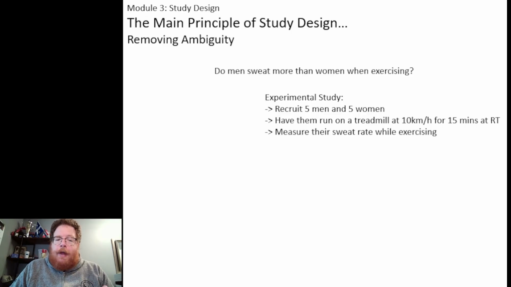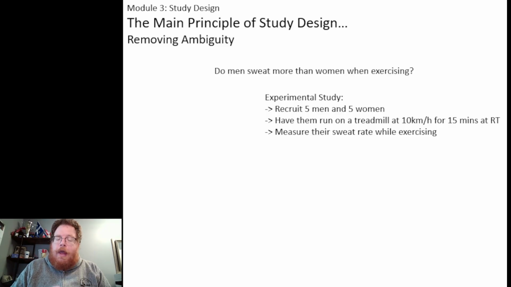I recruit 5 men and 5 women. I have them run on a treadmill at 10 kilometers an hour for 15 minutes at room temperature. If you just look at that statement, I've done a lot of controlling there, right? I've controlled the type of exercise they're doing, the intensity of the exercise, the duration of the exercise, even the temperature. I want to make sure that the exercise is exactly the same that the men and women are doing, so that I can be assured that any difference in sweat rate that I observe is not due to men tending to run longer or women tending to run more intensely, or differences in temperature or something. I've controlled very precisely the conditions under which the exercise will occur.